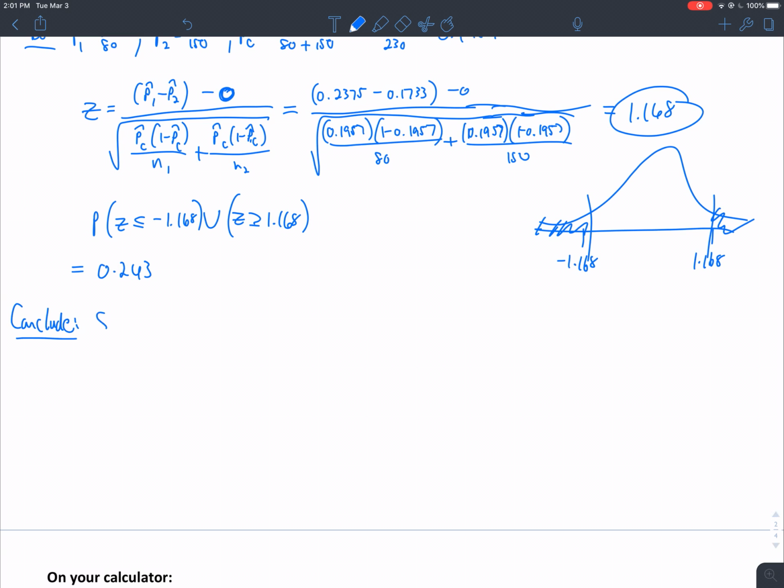and say, since the p-value, which is equal to 0.243, is definitely greater than alpha, which is 0.05, we fail to reject the null hypothesis. So if I fail to reject a null hypothesis, I don't have sufficient evidence to conclude that there's a difference in proportions. Okay?